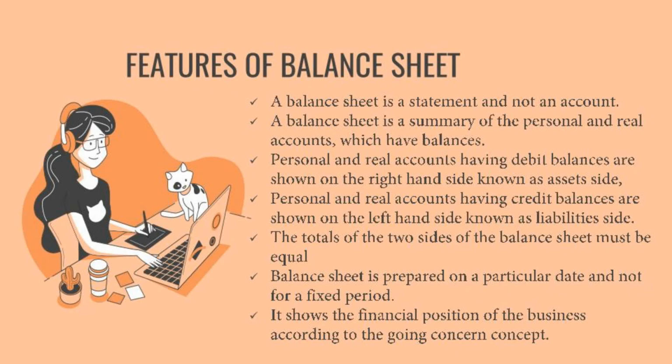4. Personal and real accounts having credit balances are shown on the left-hand side, known as liability side. 5. The totals of the two sides of the balance sheet must be equal. 6. Balance sheet is prepared on a particular date and not for a fixed period. 7. It shows the financial position of the business according to the going concern concept.